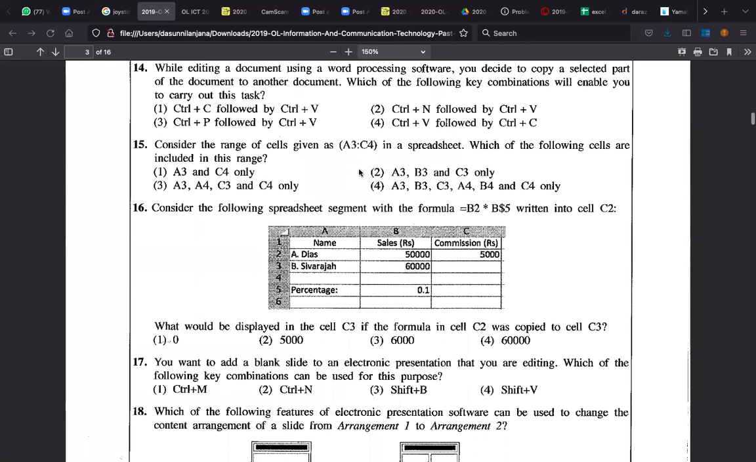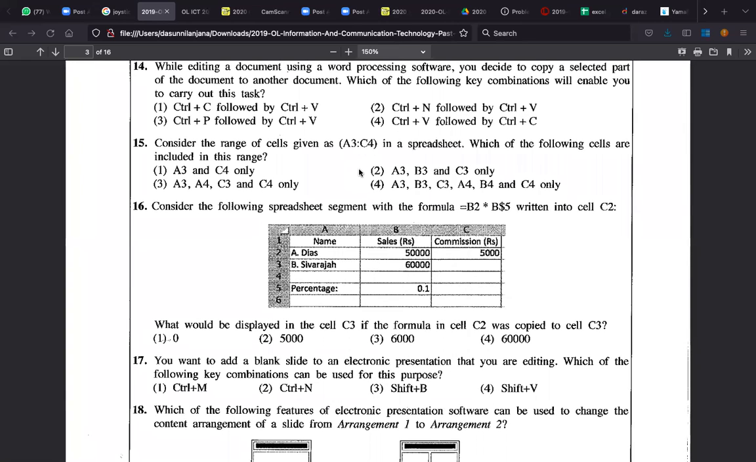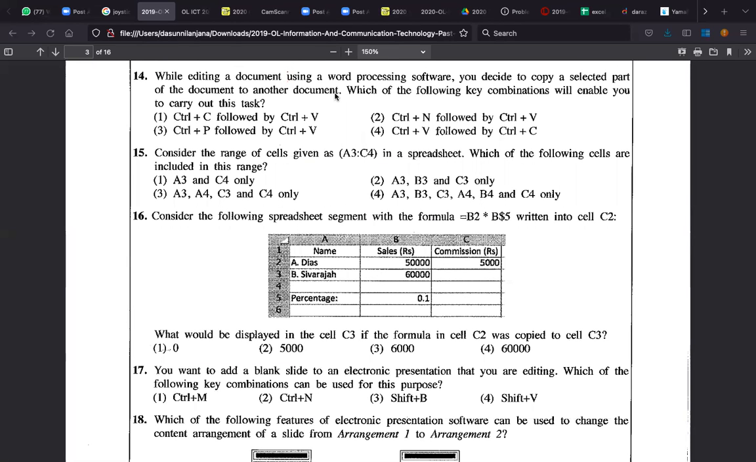Okay, 14, 15, 16. So let's discuss. I asked you to do up to 15, right? Yes, up to 15. Okay, while editing a document using a word processing software, you decided to copy the selected part of the document to another document. Which of the following key combinations will enable you to carry out this task?